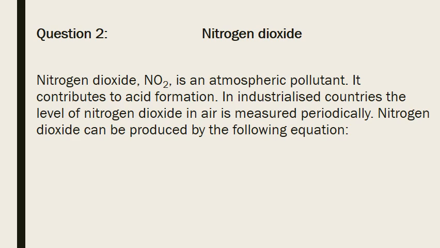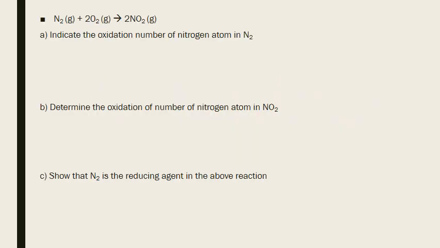So question 2 is about nitrogen dioxide. Nitrogen dioxide, NO2, is an atmospheric pollutant. It contributes to acid formation. In industrialized countries, the level of nitrogen dioxide in air is measured periodically. Nitrogen dioxide can be produced by the following equation: N2 + 2O2 = 2NO2. Indicate the oxidation number of nitrogen atom in N2. Remember, indicate means we do not justify, and always the oxidation number of a pure element is equal to 0.